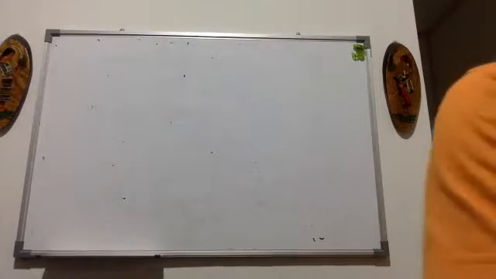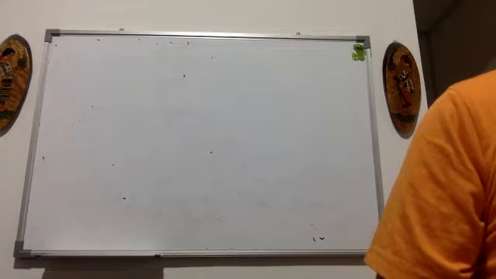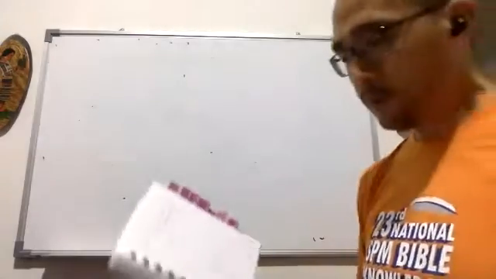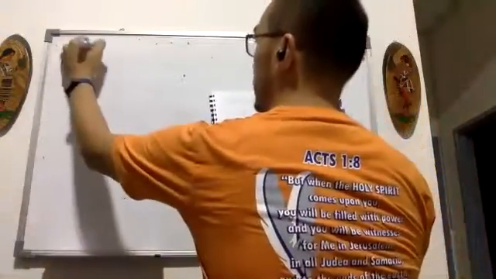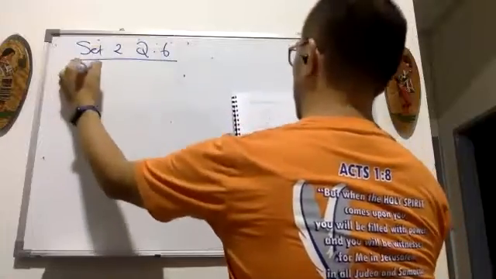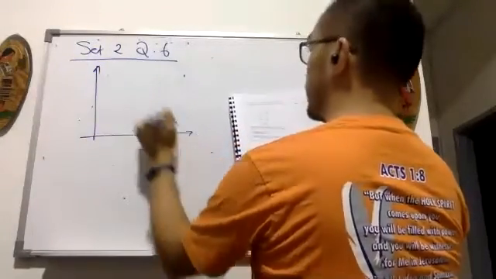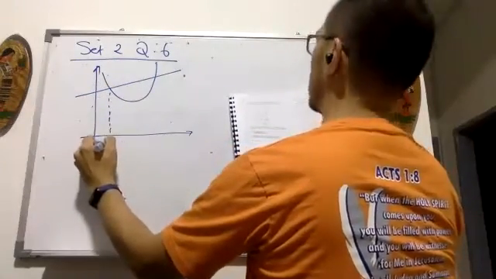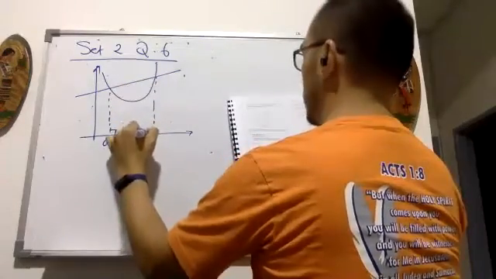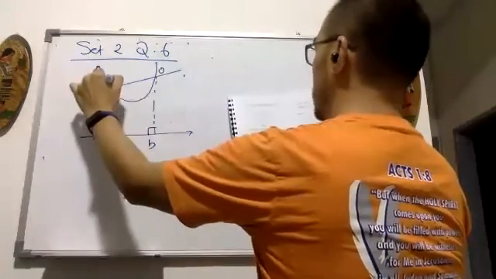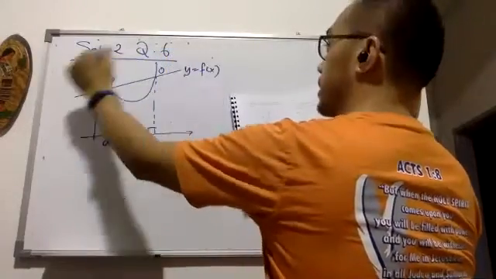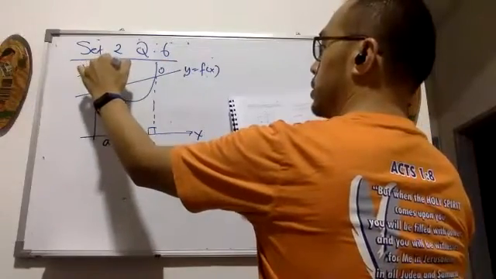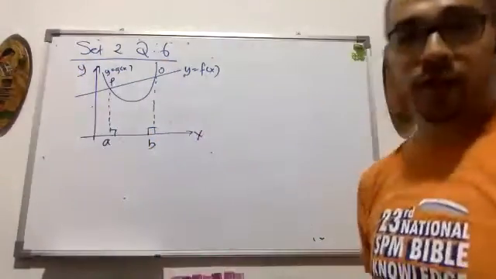Step 2, question 6. Let's take a look at the question. Given this is a shading question, right? I'm given this is A, this is a right angle, this is B, O, this is P, this is Y equals Fx. This is Y, this is X, and this one is Y equals Gx. The curve is Gx, and the straight line is Fx.